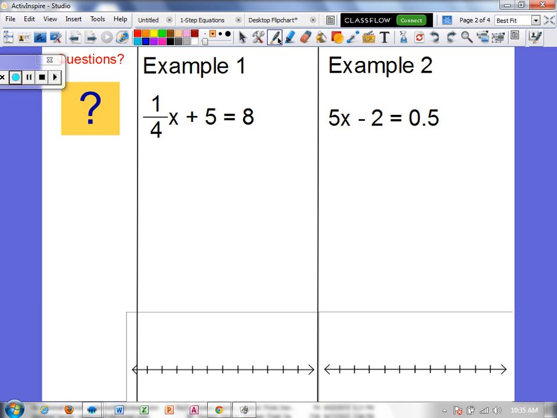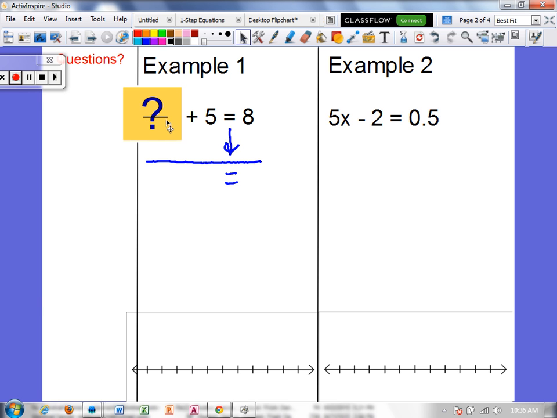Alright, example 1, we have 1/4 x plus 5 equals 8. So I'm going to separate the left and right sides. Now, I want to move the constant, and I want to do that because I have no idea what this means. This is our mystery value. Something plus 5 equals 8. So the inverse of adding 5 would be to subtract 5. 8 minus 5 is 3. So that means this mystery value has to be 3, and I no longer care about this, so I'm going to cross it out.